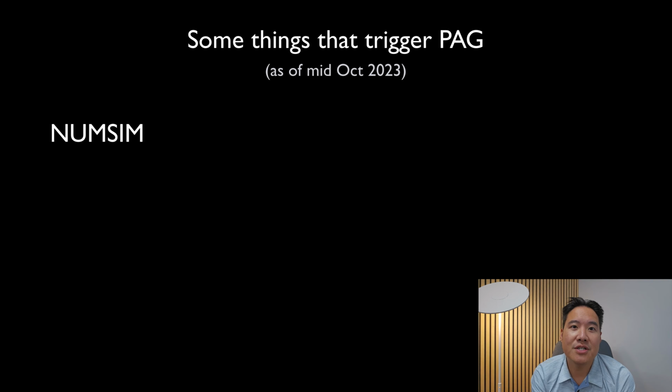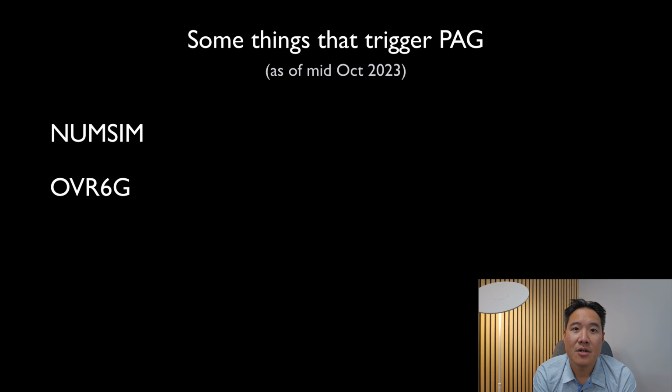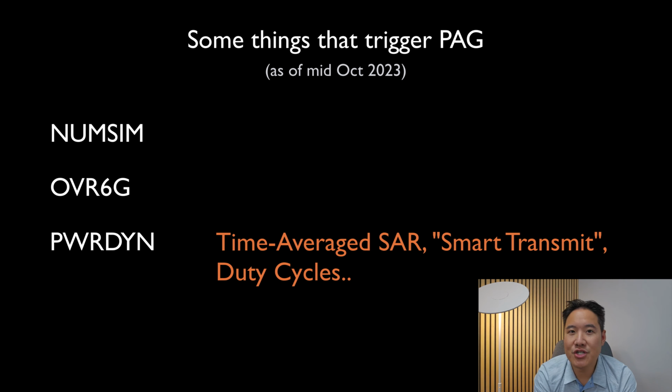Numerical simulations. If you're planning to use numerical simulations for your FCC approval, you need a PAG over 6 gigahertz. If you have a product operating near the body that has frequencies above 6 gigahertz, like Wi-Fi 6E or Wi-Fi 7 in the upper U-NII bands 5, 6, 7, or 8, you need a PAG. Or if you have dynamic power control mechanisms like time average SAR or duty factors, and you want to use those to show compliance, you need a PAG.